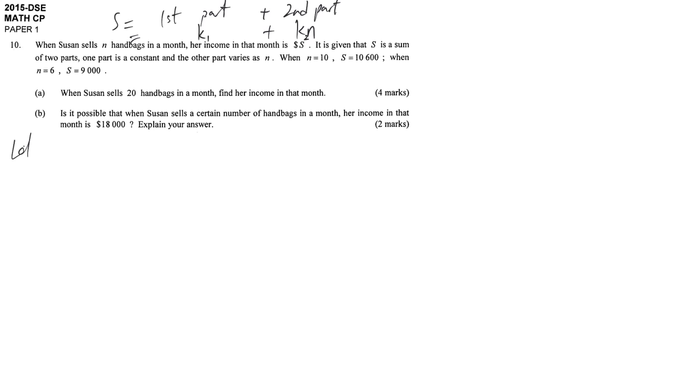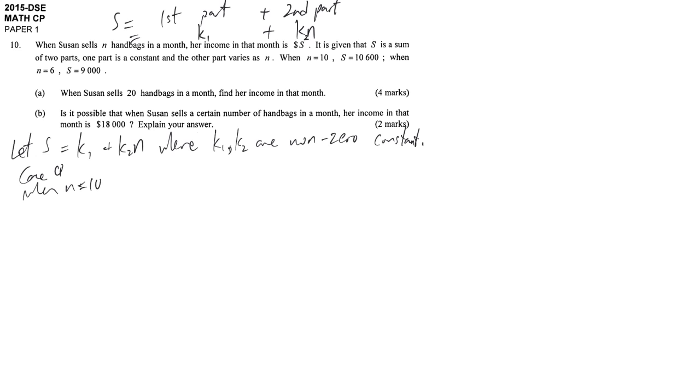Therefore, we just let S equal k1 plus k2n, where k1, k2 are non-zero constants, because without this condition, when it is zero, it may be contrary to this statement. So they say that we have case 1. When n equals 10, then S will equal 10,600. So we just plug it in. Replace S by 10,600, and n by 10.